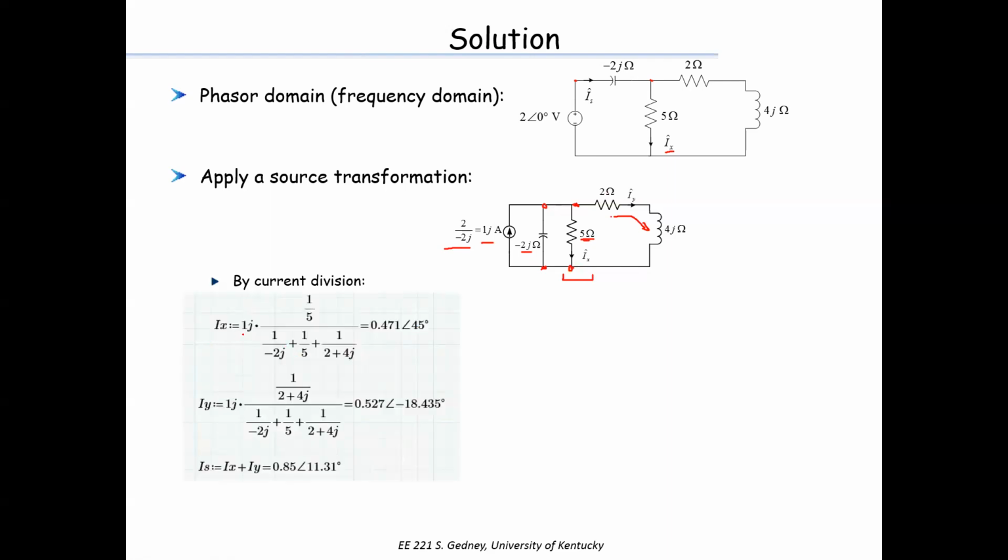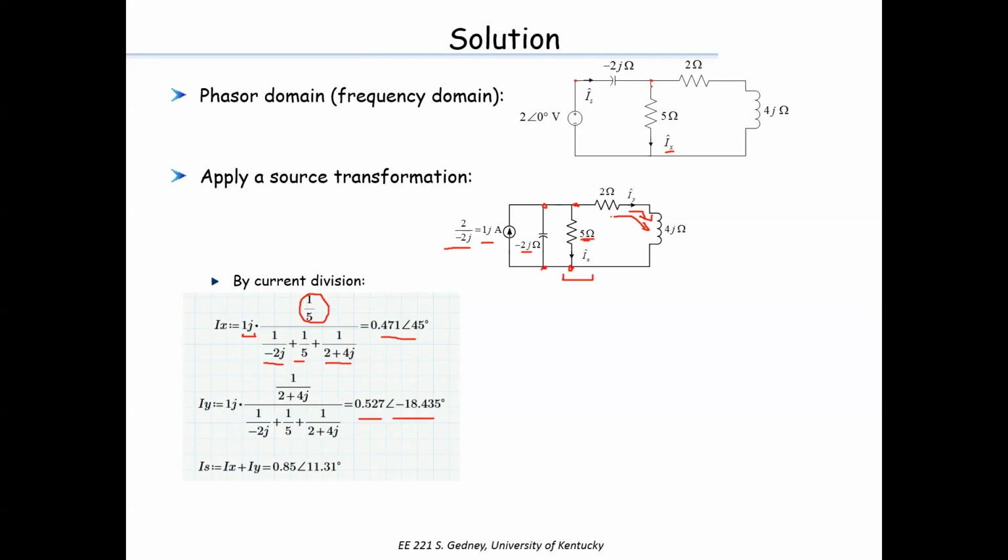Here I've done this in MathCAD, so I have 1j amp flowing in. I want the current along the 5 ohm branch, which is 1 over 5 ohms admittance, so it's 1/5 of a Siemen, plus 1 over minus 2j, plus 1 over 2 plus 4j, this last branch. This gives you my current Ix, which is 0.471 angle 45 degrees. I could also find the current through this 2 plus 4j branch, by multiplying in the numerator 1 over 2 plus 4j, and that gives me 0.527 angle minus 18.435 degrees.